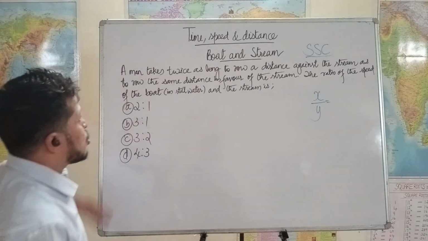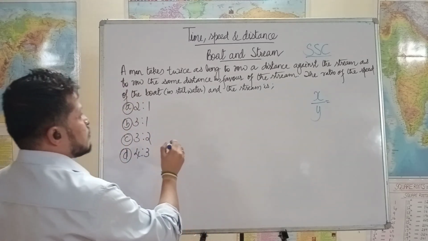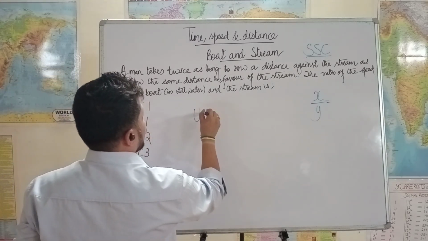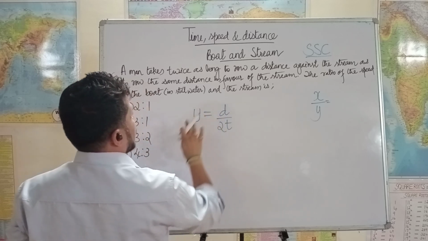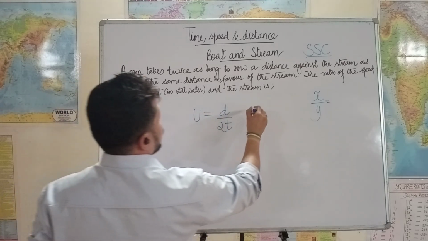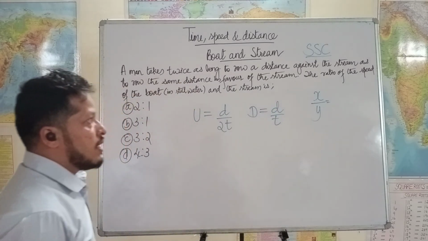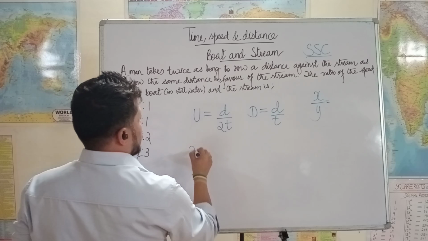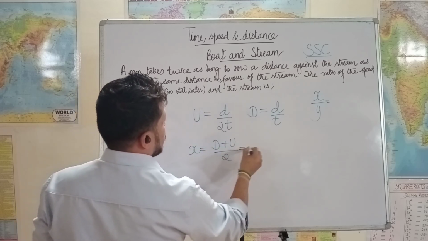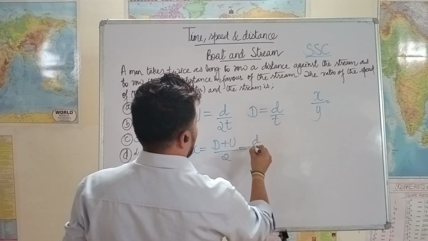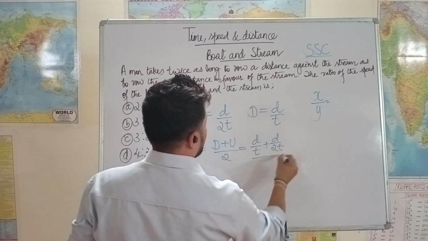Okay. What we know here? He takes twice as long to row the distance against the stream. That means upward he takes more time. Upward, to travel the distance d, he takes twice that of what time he takes to row downward. Downward he would take d by t. Right? Now, what is x? x is equal to downstream plus upstream by 2, which is d by t plus d by 2t divided by 2.